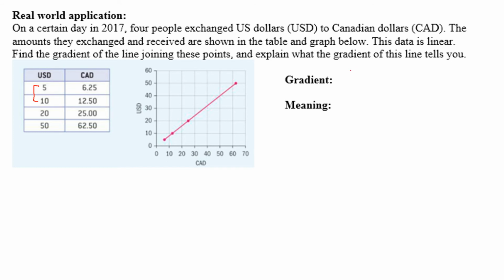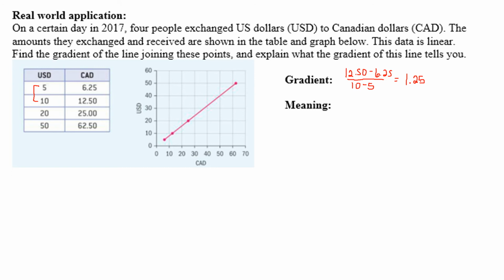And so I'm going to do y2 minus y1. So 1250 minus 625 over 10 minus 5. And so if I put that into my calculator, I get 1.25.